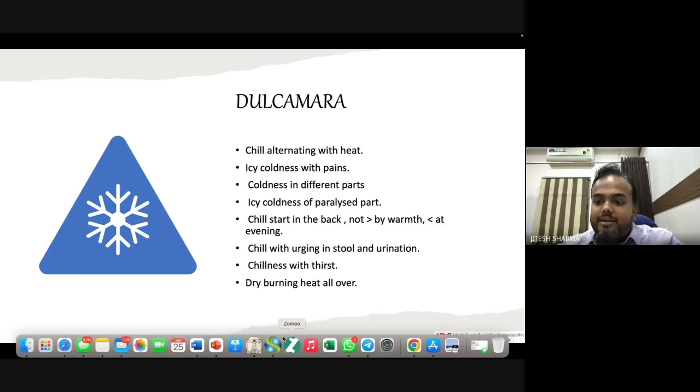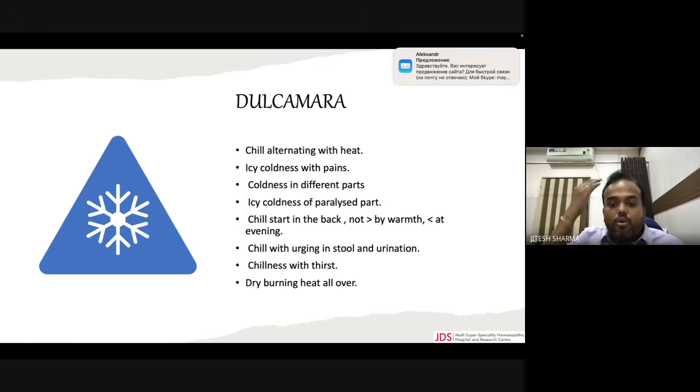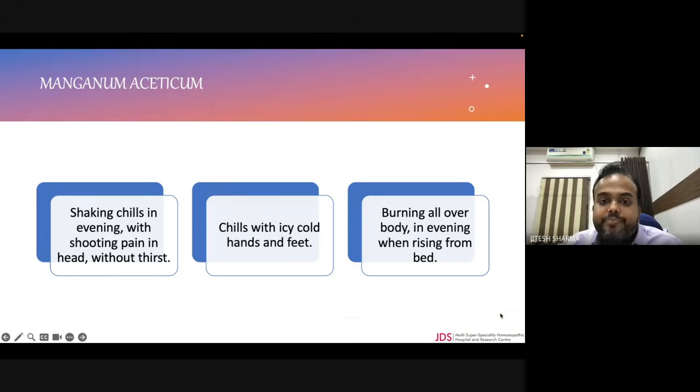Coming up next, Dulcamara. Dulcamara is interesting, where chill is alternating with heat, icy coldness with pains, coldness in different parts, icy coldness of the paralyzed part. Chill starts in the back and is not relieved by warmth. Aggravated in the evening. They have chills with the urge for urination. They keep going to urinate or to stool, and chilliness with thirst. And they have dry, burning heat all over the body.